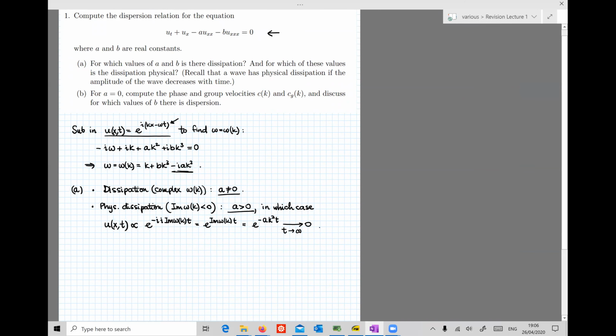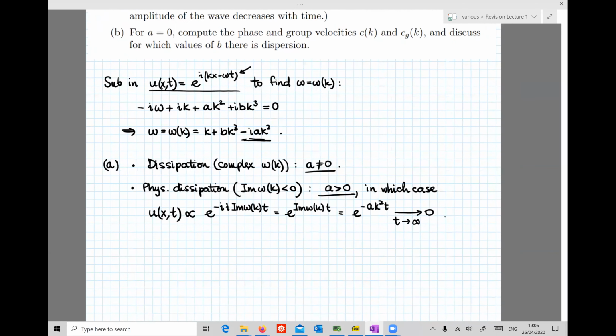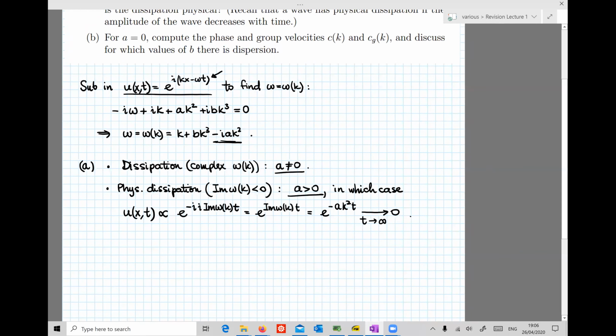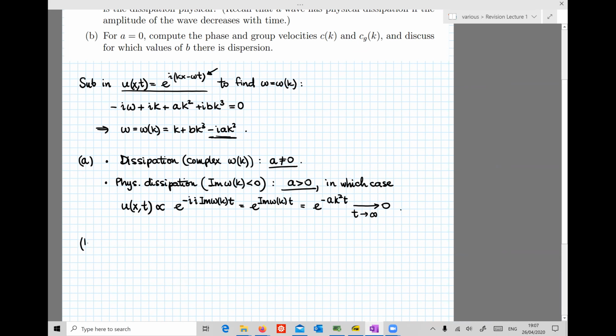So in part B, instead, we need to compute the phase and group velocities and discuss for which values of the parameter B there is dispersion. So in part B, we first need to set A equal to 0, in which case the dispersion relation becomes omega is equal to k plus b k cubed. And then we need to compute the phase and group velocities, c of k and cg of k. Let's start by doing that.